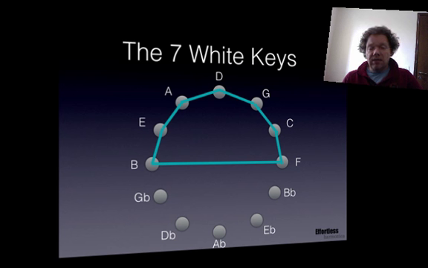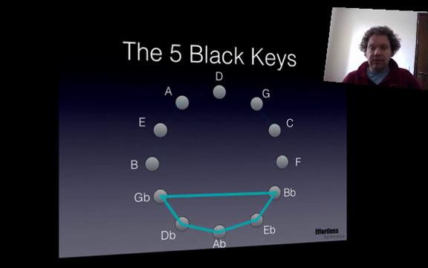Let's have a look at the black keys on a piano. The 5 black keys are below, and that's a pentatonic scale. A pentatonic scale is based on 5 perfect fourths, as you can see in this clock.